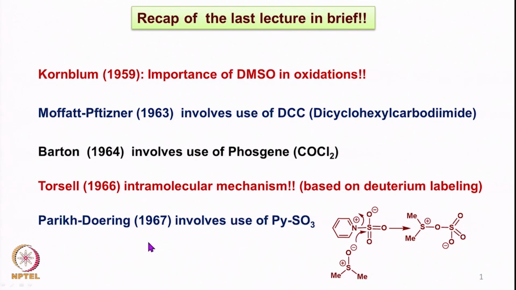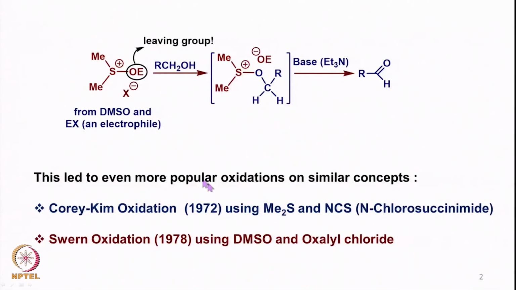Now Parikh and Doering then reported activation of DMSO using a complex of this type, which is called the pyridine sulfur trioxide complex, where the sulfur species here acts as an electrophile to activate DMSO to form this intermediate, and that allows oxidation to take place.